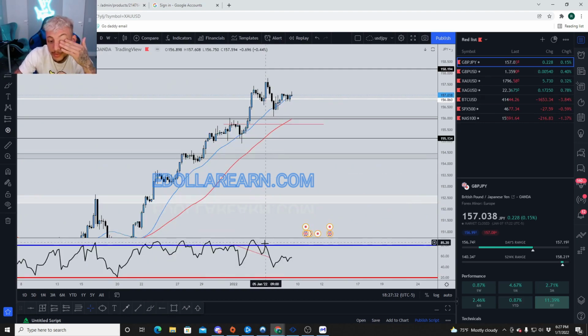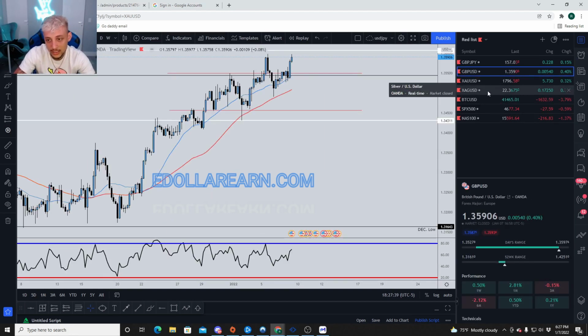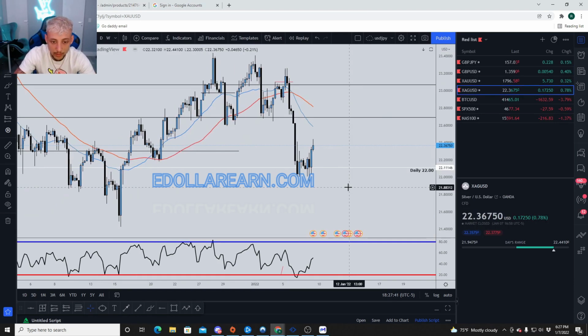Now, I don't typically use the RSI all too much, but when I do use it, I look at it for divergence, and RSI divergence is really what I use the RSI for, right?